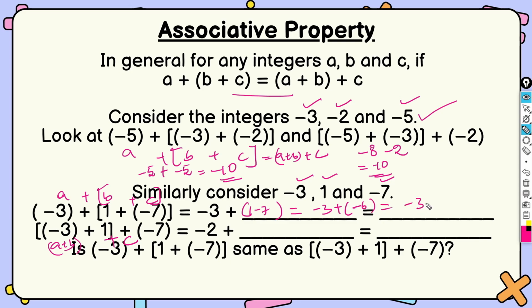This is equal to minus 3 minus 6. The solution is minus 9. So here, minus 3 plus 1 is minus 2, plus minus 7. This is equal to minus 2 minus 7, which is equal to minus 9. So in both cases, we get the solution as minus 9. Is (minus 3 plus 1) plus minus 7 the same as minus 3 plus (1 plus minus 7)? Answer is yes. So integers follow the associative property.